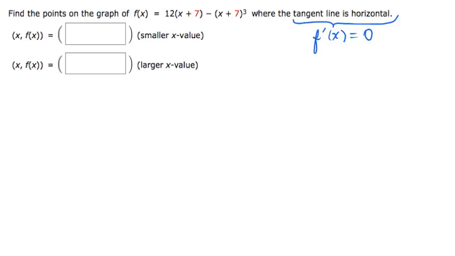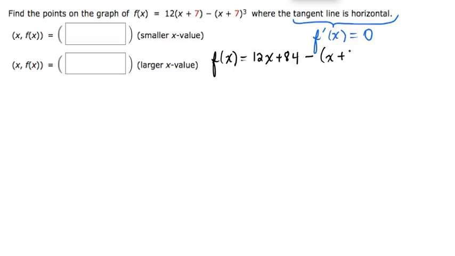Now, if you know the chain rule, this is fairly straightforward to differentiate. But I'm going to work this assuming that we don't know the chain rule, which means we first got to expand f of x. And we'll multiply it all out, and then we can differentiate it using the power rule. So first I'm going to distribute the 12 to get 12x plus 84. Then we need to expand this x plus 7 cubed all the way out.